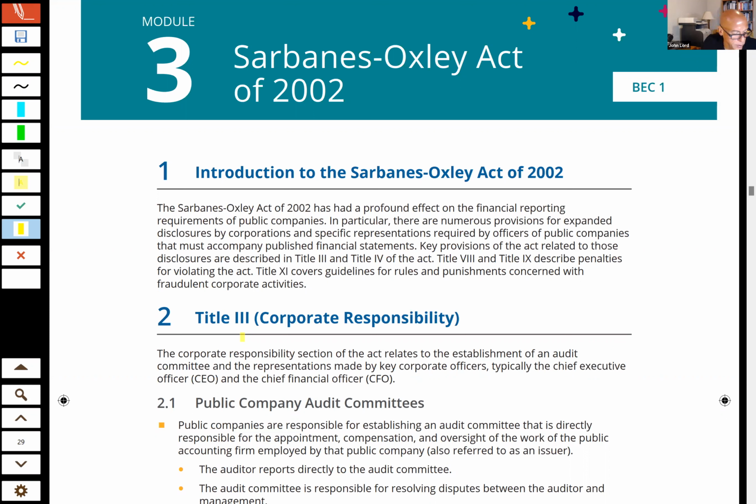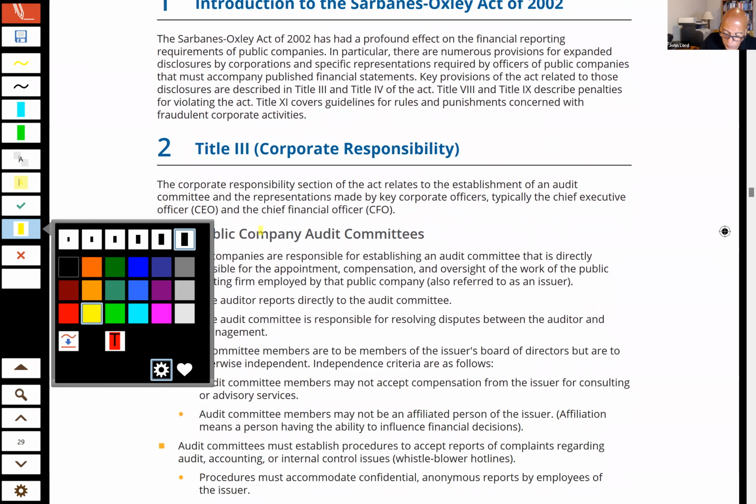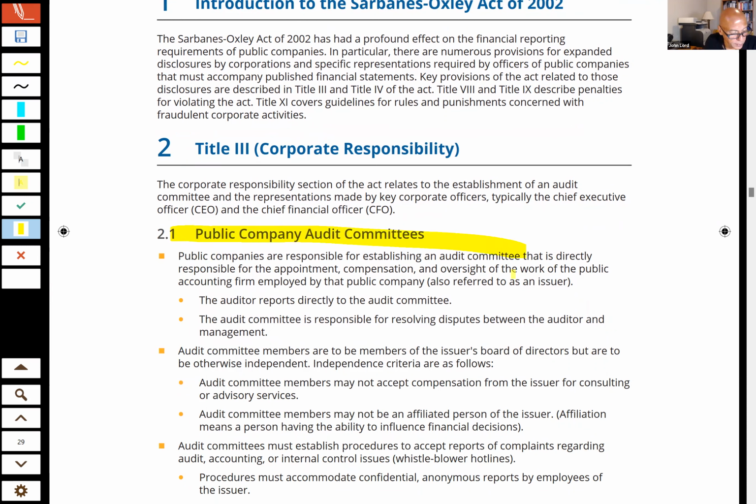So we describe it in accordance with titles. Again, you don't have to know the titles of the act. You don't need to call them out by title, but you need to understand what the thrust of some of these things were. Okay, so let's start over here with Title III. Title III is what required that there be a public company audit committee. Okay, an audit committee that is directly responsible for appointment, compensation, and oversight of the public accounting firm.